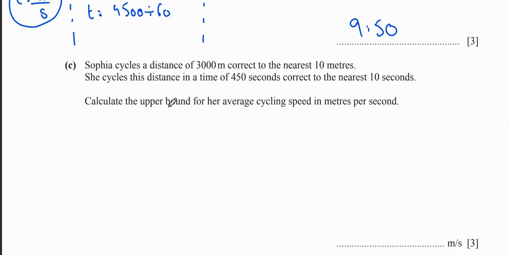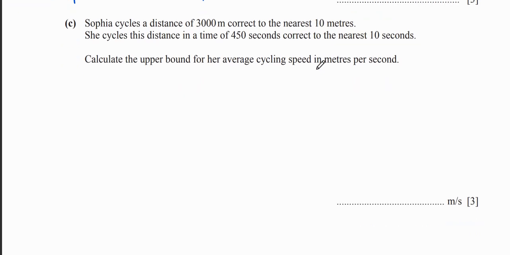Next question, it says Sophia cycles a distance of 300 meters to the nearest 10 meters. She cycles in a time of 450 seconds correct to the nearest 10 seconds. Calculate the upper bound of her average cycling speed in meters per second. So first of all, when it says 10 meters, you're going to do 10 divided by 2. Whenever we have upper bound, lower bound questions, we divide it by 2. This becomes 5. And 10 seconds, we will do 10 divided by 2 again. It becomes 5. Now, let's talk about distance.